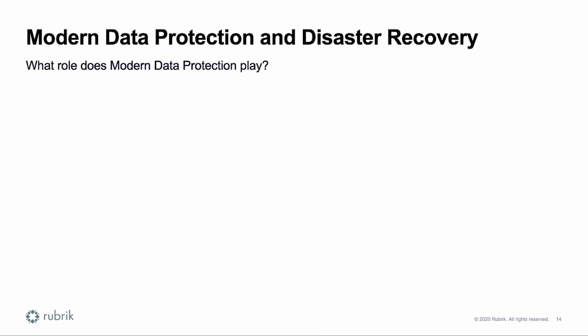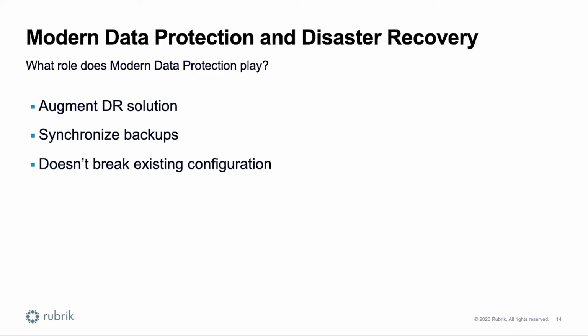So, knowing what to look for out of modern data protection solutions is quite important, but what role can they play with DR specifically? It's not unrealistic to expect a modern solution to provide assistance in the following areas. Should be able to augment your existing DR solution. It should be able to synchronize backups across sites. It shouldn't break any of your existing configurations.